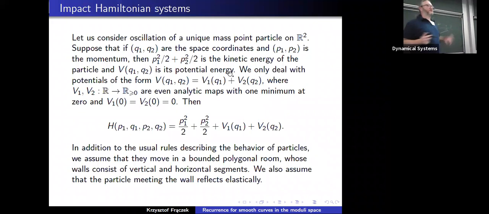And finally, I will only mention that we also have some applications for so-called impact Hamiltonian systems. So we consider the behavior of a unit mass particle on the plane for the standard kinetic energy and for the potential energy of this form. And we assume that the vertical and horizontal potentials are even analytic maps with one minimum at zero. Then we can consider the standard Hamiltonian flow related to this kind of Hamiltonian. But in our situation, we have an additional assumption that the particle moves in a bounded polygon room for which the walls are only vertical and horizontal.